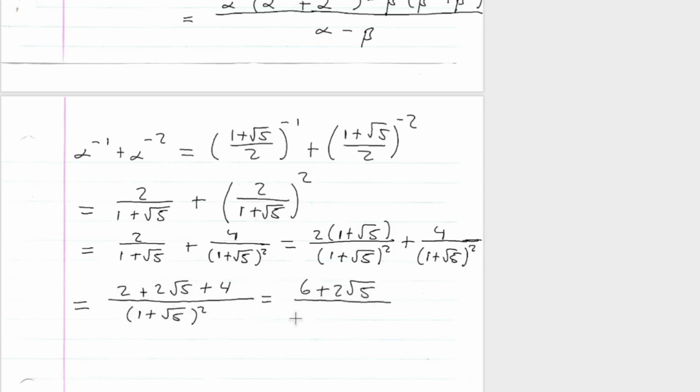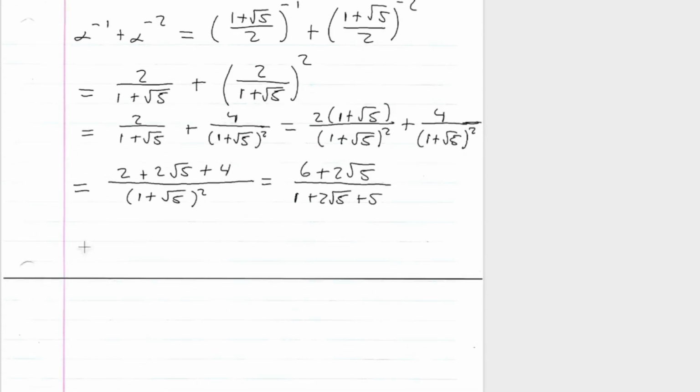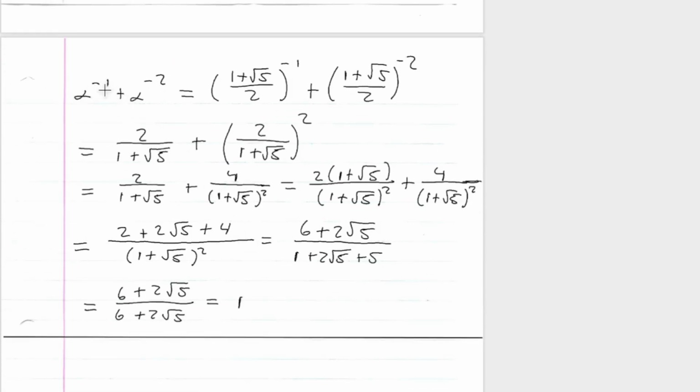the denominator, which will be 1 times 1, 1 times the square root of 5, and then square root of 5 times 1, so that'll be plus 2 square root of 5. And then square root of 5 times square root of 5 is 5. So this equals 6 plus 2 square root of 5 over 6 plus 2 square root of 5, which is indeed 1.